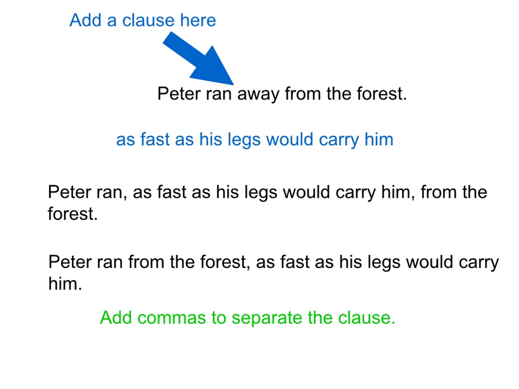And as always with complex sentences, we need to make sure that we've put commas to separate the clause from the rest of the sentence. So in this first example, we've got 2 commas because our clause is in the middle of the sentence, so we need a comma at the beginning and the end. But in our second example, we only need 1 comma because we've added the clause at the end of the sentence.